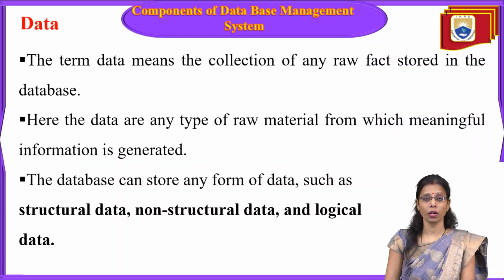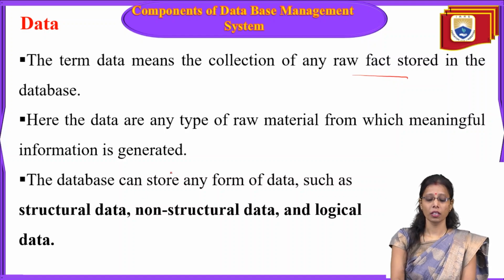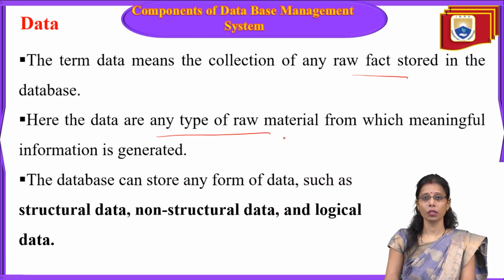Now you have hardware, you have software. If hardware and software are available, data is the important part of that. The term data means the collection of any raw facts stored in the database. Here the data is any type of raw material from which meaningful information is generated. When you talk about data in GIS, we have spatial and non-spatial, we have vector and raster. In the same way, with other software systems, we have different kinds of data related to latitude, longitude, any geographical information. All that information comes under data.